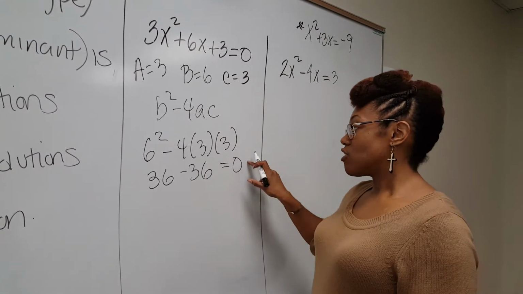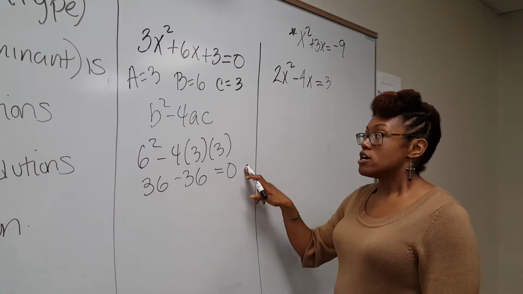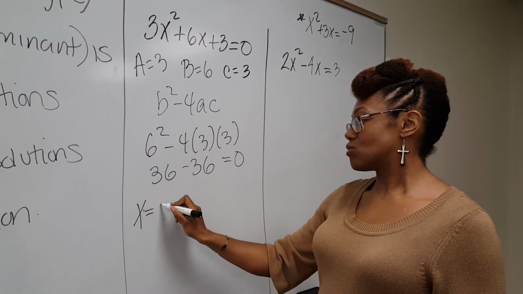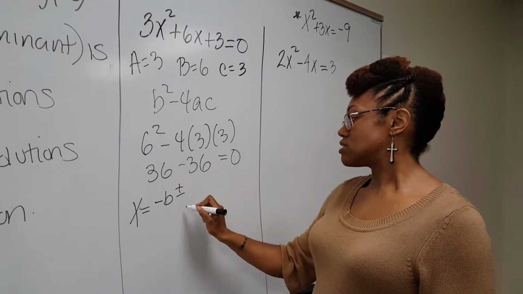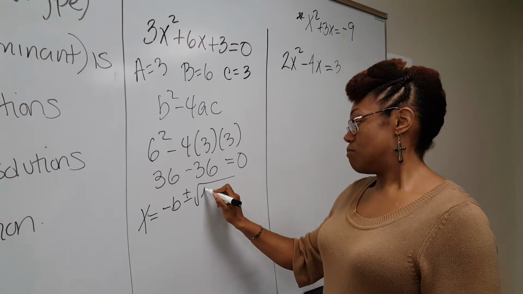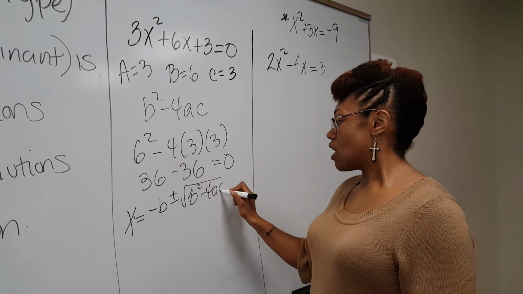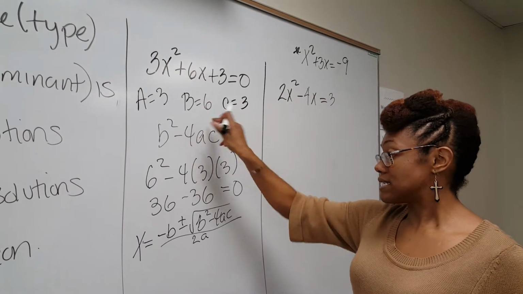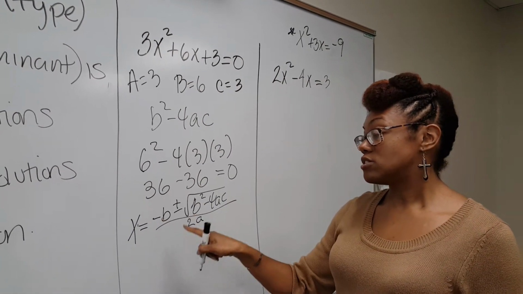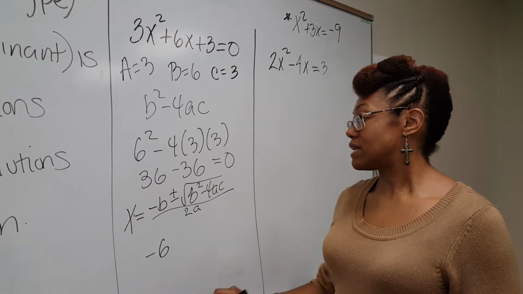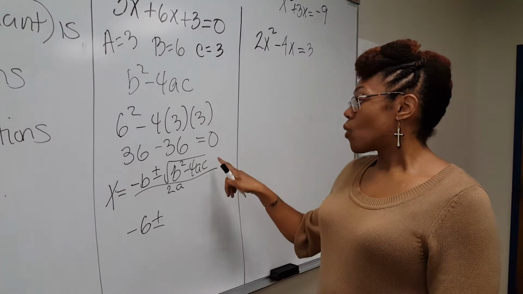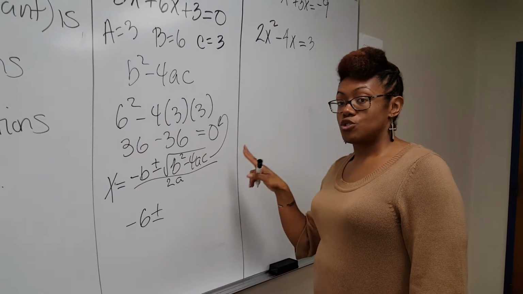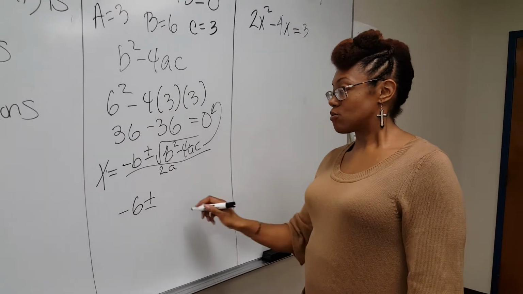So now we take this valuable information and plug it into our quadratic formula. Again, the quadratic formula is x equals negative b plus or minus the square root of b squared minus 4ac all over 2a. My b again is positive 6, but the formula starts with a negative, so that would be negative 6 plus or minus. Well, b squared minus 4ac is your discriminant. So if you've already found your discriminant, there is no need for you to do any extra work.